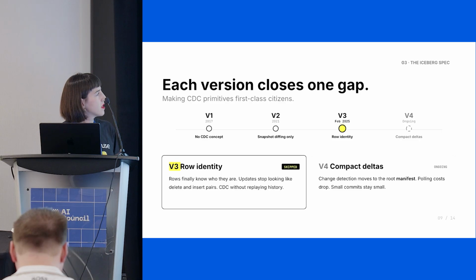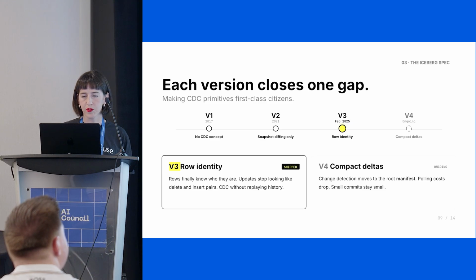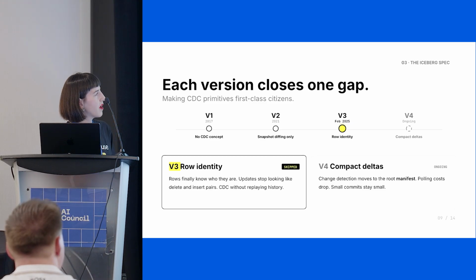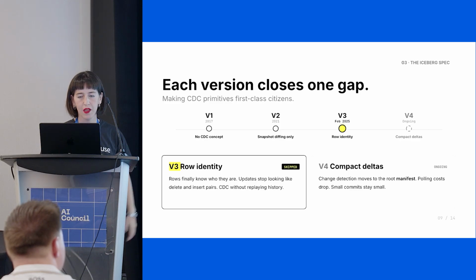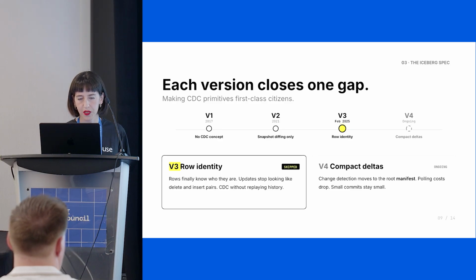But there's a lot of interesting discussion already going on for Iceberg v4, and the most promising proposal for CDC is this new idea of having a root manifest. So instead of, like in v3, where you have to walk the tree of all of the manifest metadata to find what changed, with a root manifest you'll be able to just diff between two pointers. And so polling gets much cheaper because you don't have to traverse the whole metadata tree.